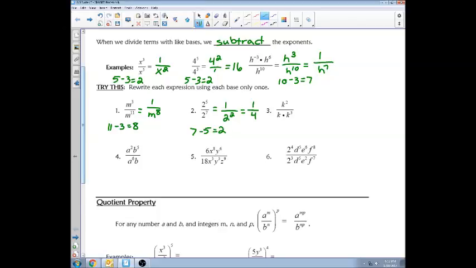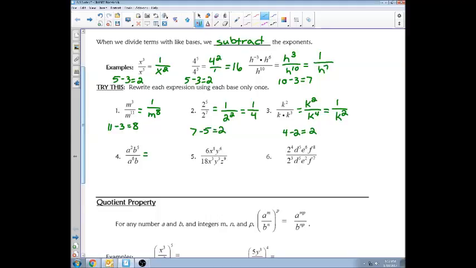Problem number 3 is very similar to the third example we did above. So I'll have k to the second over k to the fourth. 4 minus 2 would get me 2. Since k to the fourth is larger, I'm going to put k to the second power in my denominator. On to problem 4. It does not change just because I have multiple variables. We're just going to treat each variable independently.